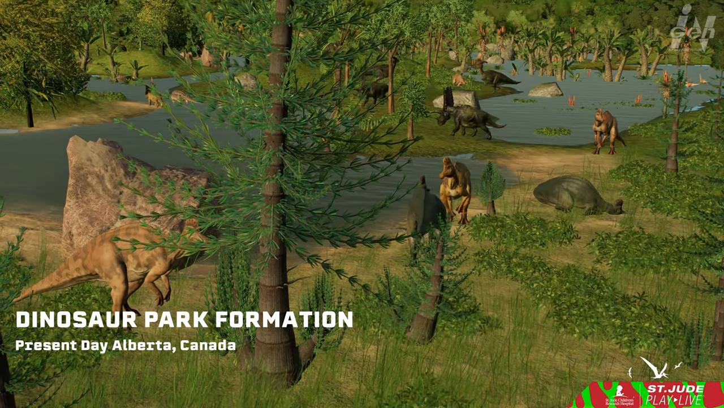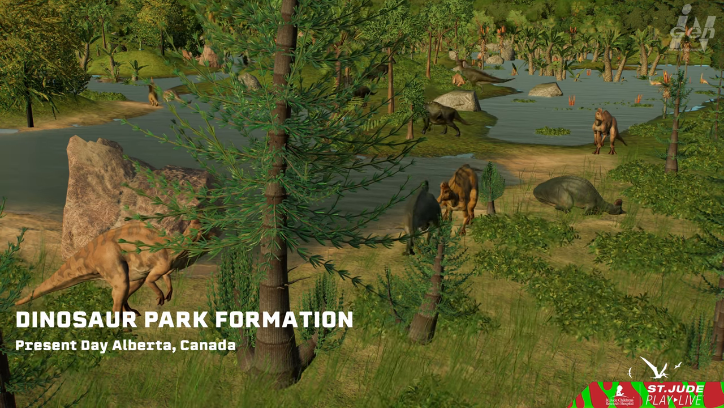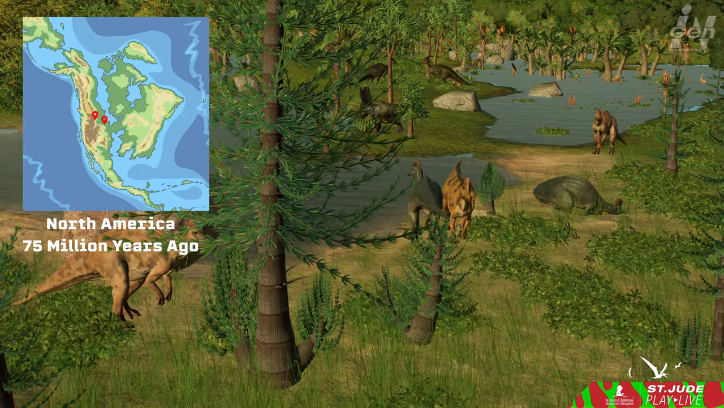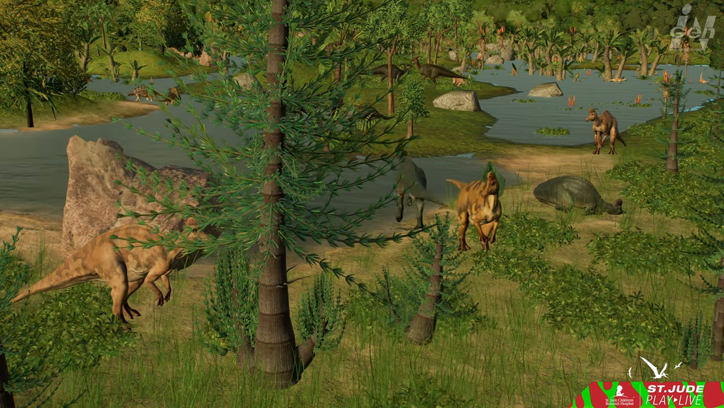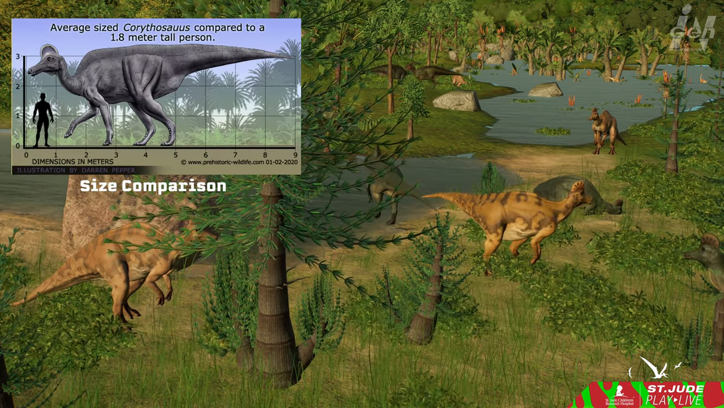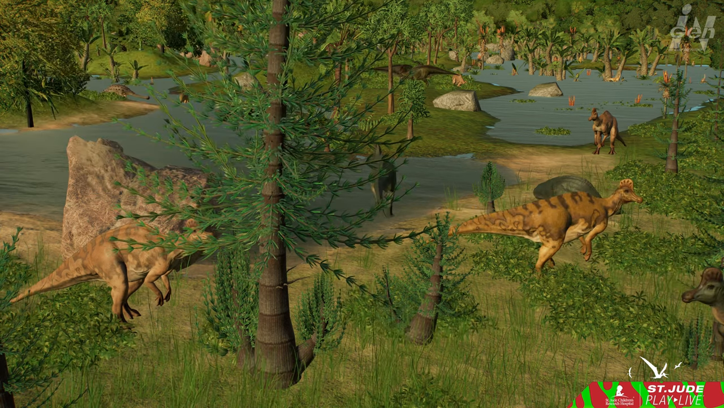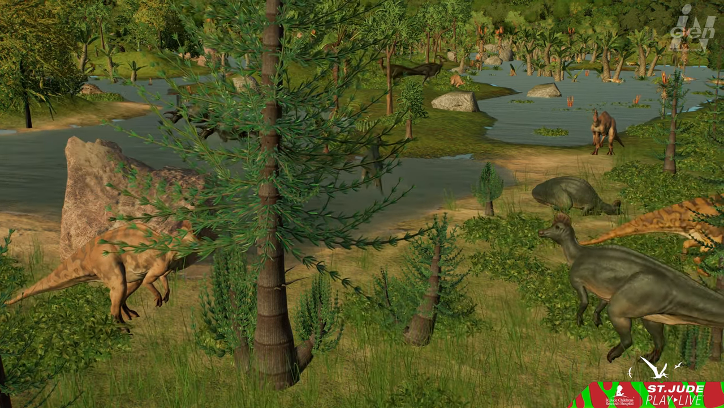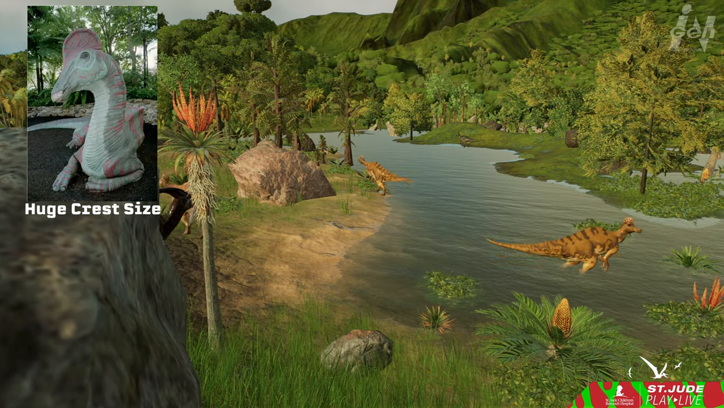Corythosaurus is a herbivorous hadrosaurid that lived around 75 million years ago during the late Cretaceous period in what is now North America. This large dinosaur weighed around 4 tons and grew up to 30 feet long, and was slightly longer than an African elephant, making it one of the largest hadrosaurids. Their prominent crests were enormous as well, measuring up to 2 feet tall.